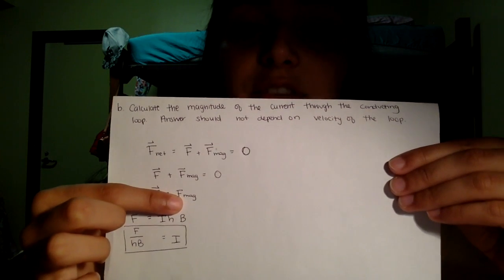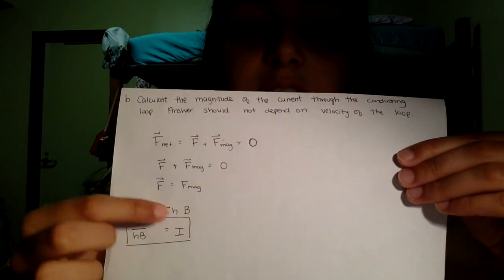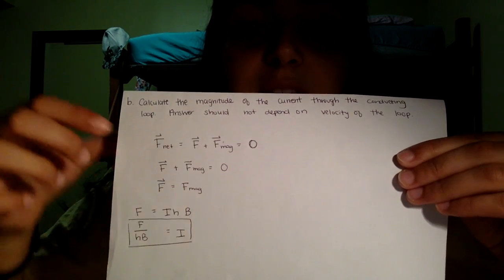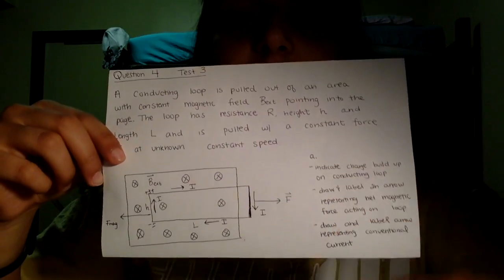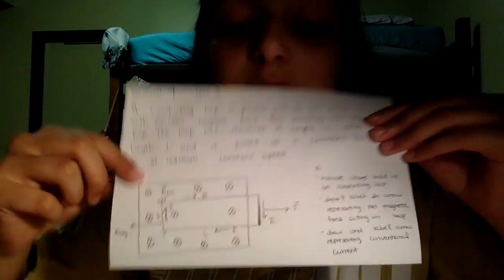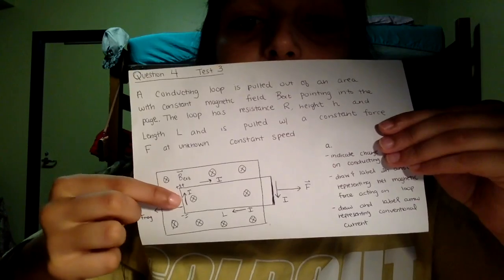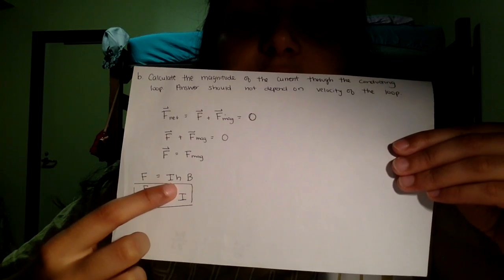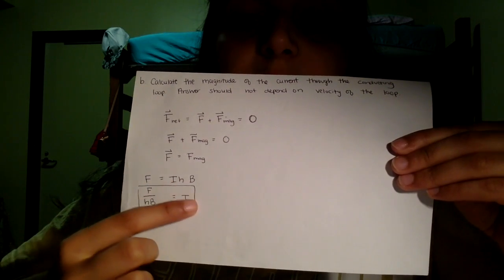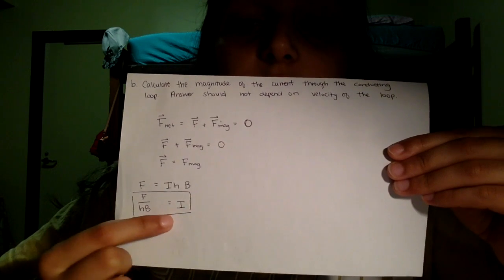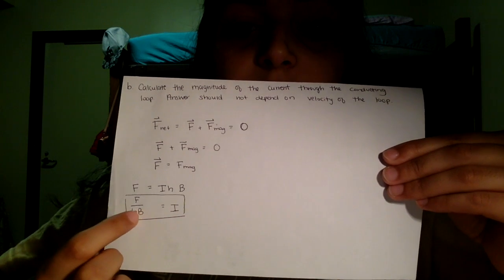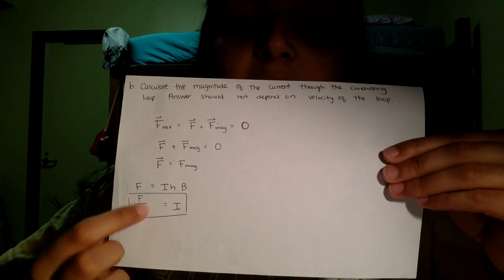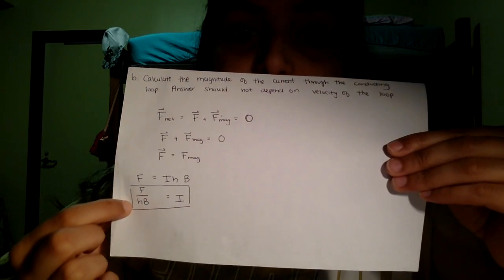The magnetic force is defined as I times h times B. We're using h in this example because, based on our loop, we're using this height right here. We want to solve for the conventional current, so we need to isolate I. We can bring the h and B over to the other side, and I is F over h times B.